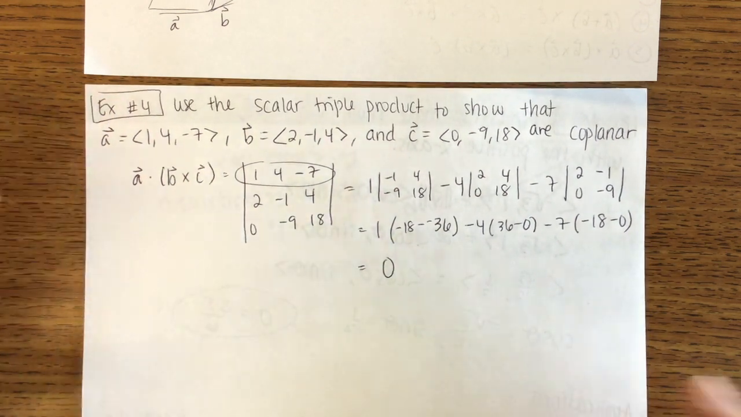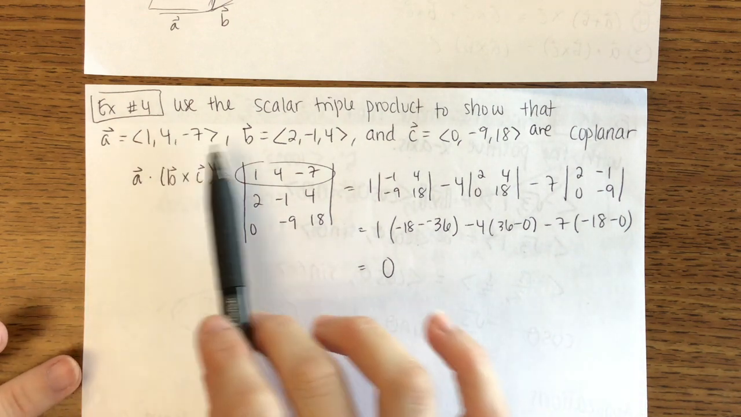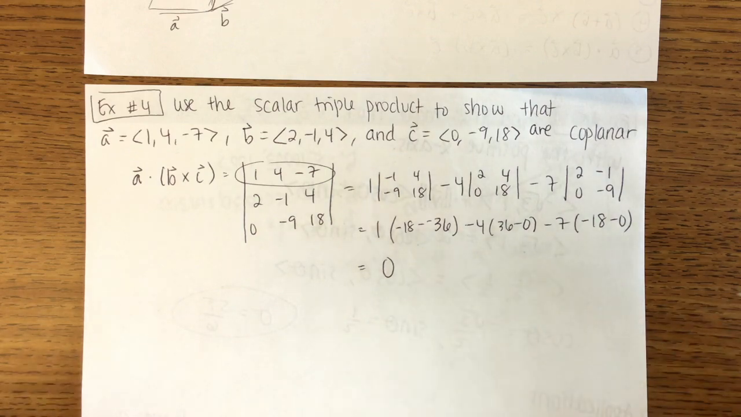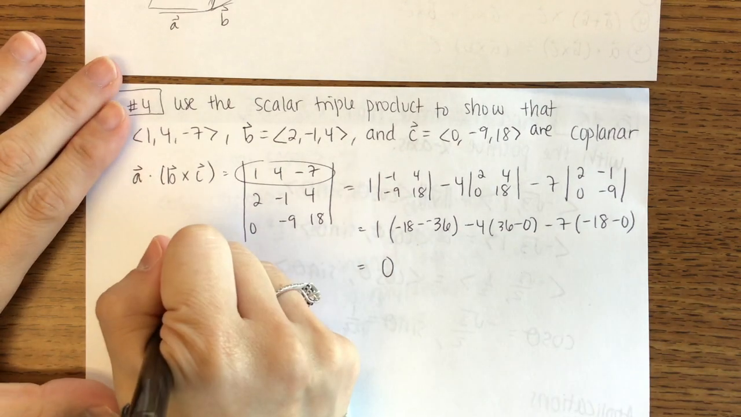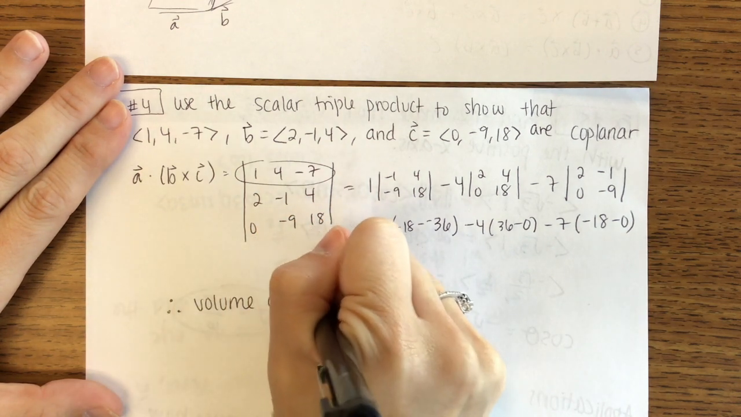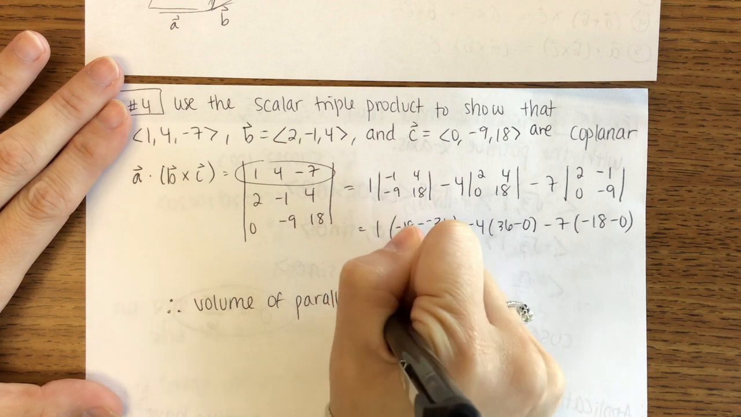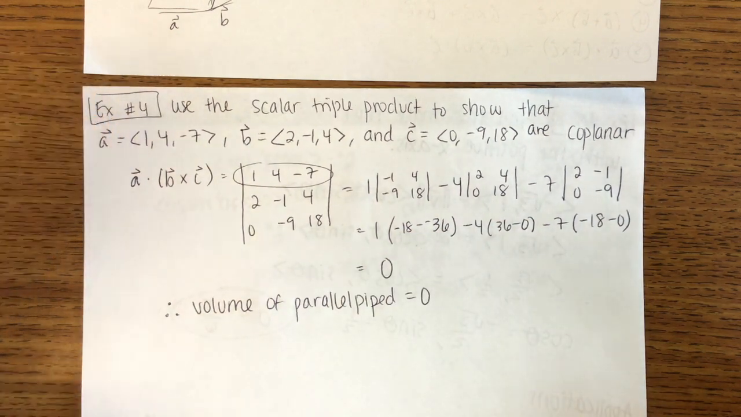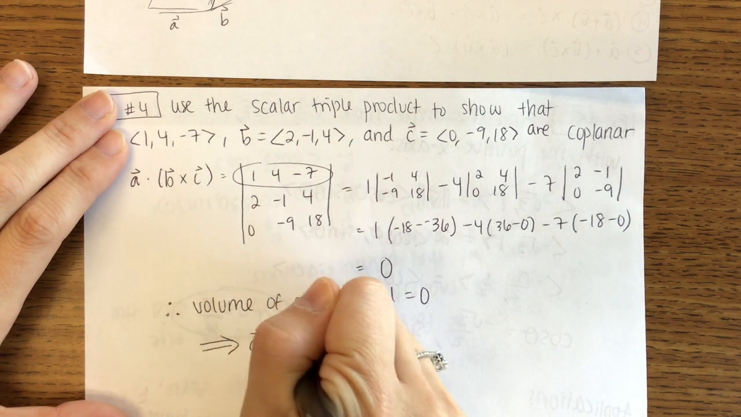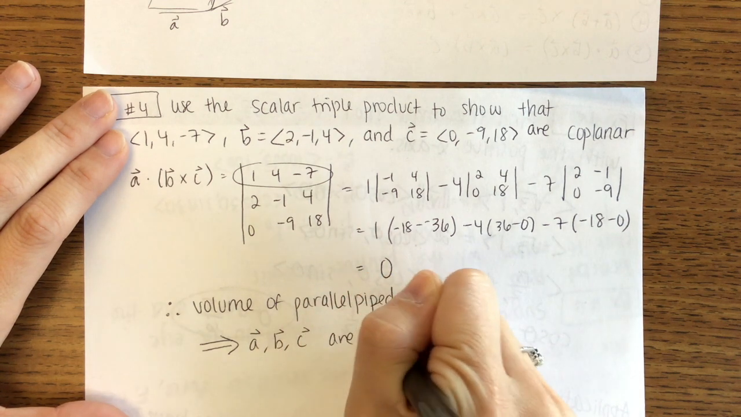Okay, so what did we find out? What we found out is that we have three vectors, and they form a parallelepiped with a volume of 0, meaning they don't form a parallelepiped. So we know that the volume of the parallelepiped is 0, which means we have three vectors that do not form a three-dimensional figure. They do not form a three-dimensional parallelepiped. The only way that could happen is if they're coplanar. So what this tells us is that vectors A, B, and C are coplanar.